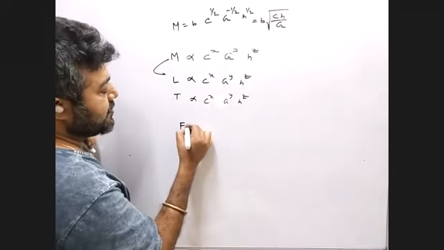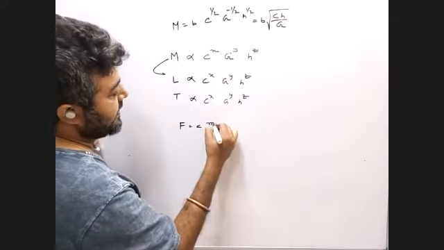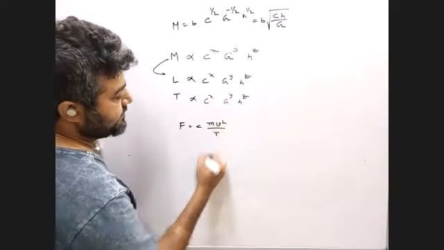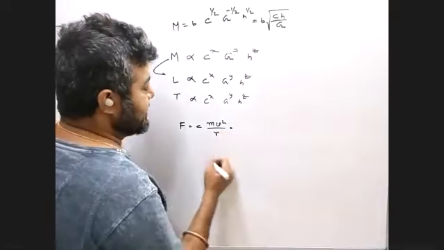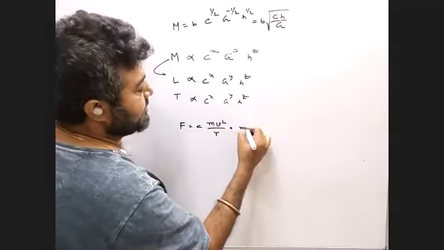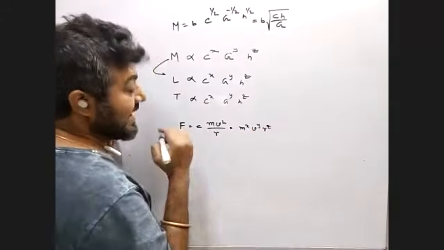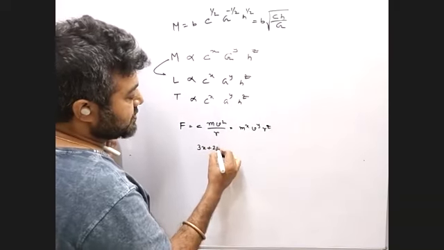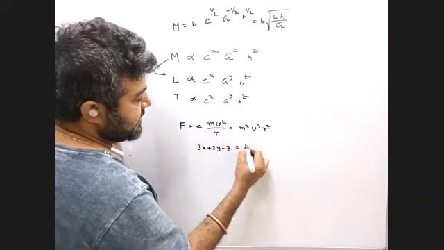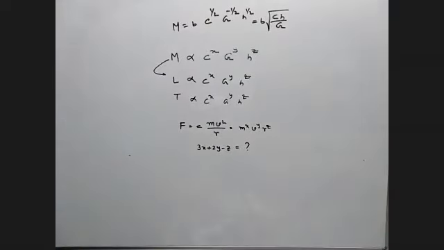We find out force is just a constant times mv squared by r. The examiner can give it in this way: force depends on m to the power x, v to the power y, r to the power z, and then they ask you what is the value of 3x plus 2y minus z. They can make it four options.